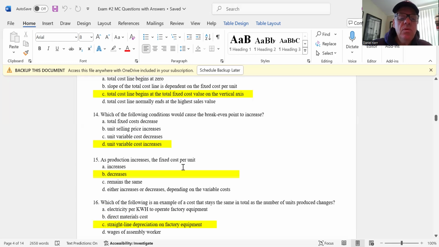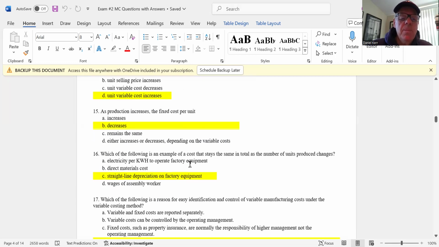As production increases, fixed cost per unit. So remember, fixed cost per unit is total fixed cost divided by the number of units. So as you increase production, fixed cost per unit actually decreases. So the answer there is B.